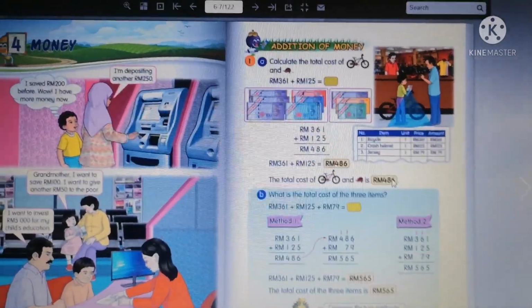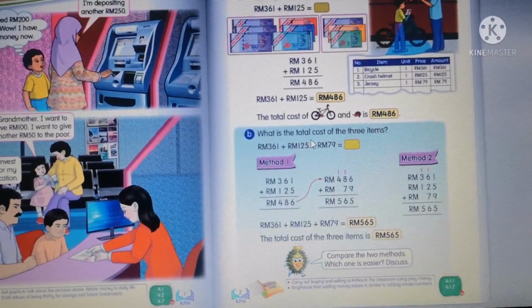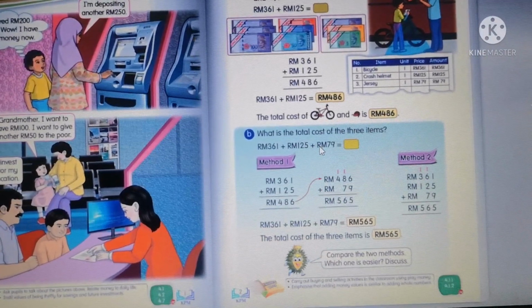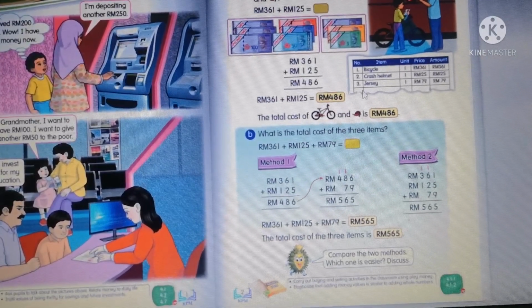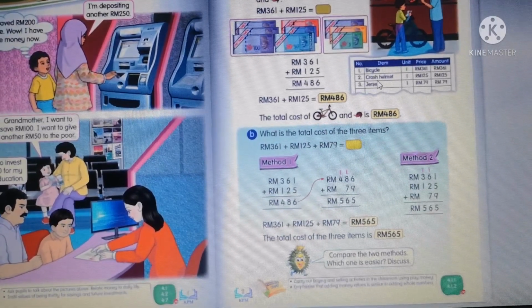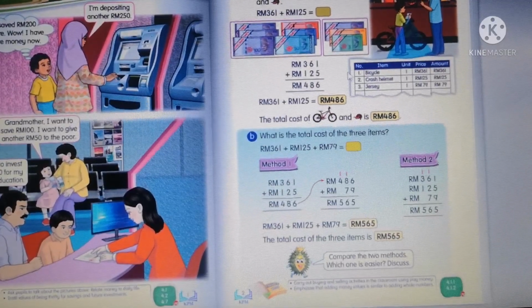Boleh? Okay, now for B, they're asking what is the total cost of the 3 items. Now they give you the 3 items, right? But for the first question, they just asked you to count for the bicycle with the crash helmet. But for the second question, they're asking you to count for these 3 items.